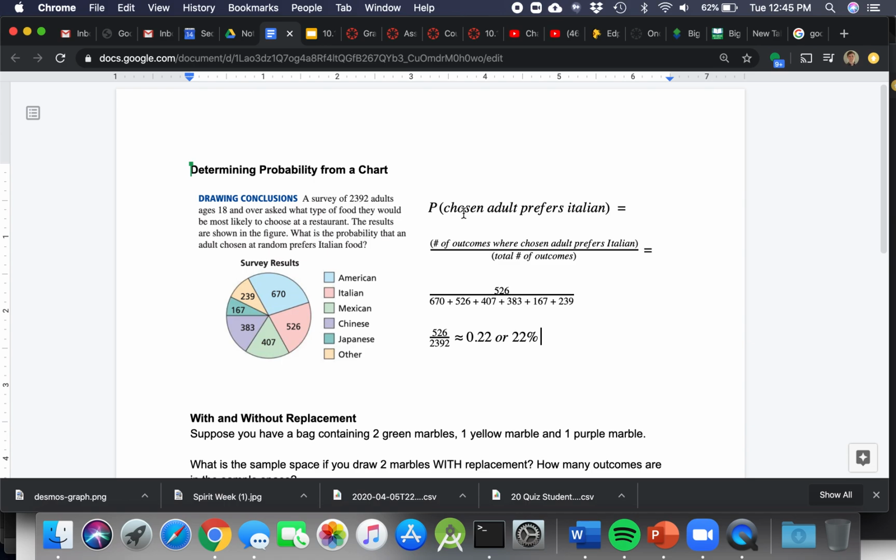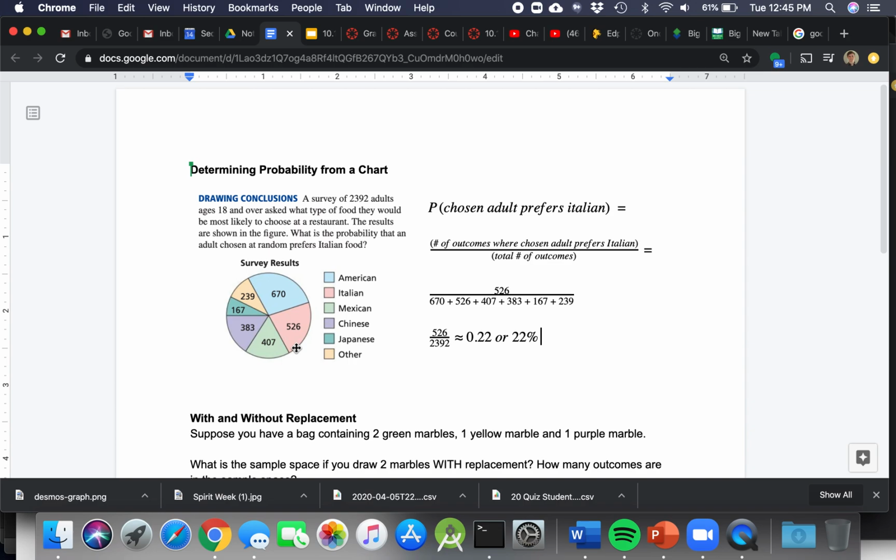For theoretical probability like this, we're always thinking of number of outcomes that fit the condition over the total number of outcomes. So in other words, how many outcomes are there where the person chosen prefers Italian, and then how many outcomes are there in total? Those are the two things that get plugged in. Well, how many different ways could we choose someone that prefers Italian? Well, there are 526 people that prefer Italian, so there are 526 ways that we could pick someone who prefers Italian. We could pick any of those 526 people.